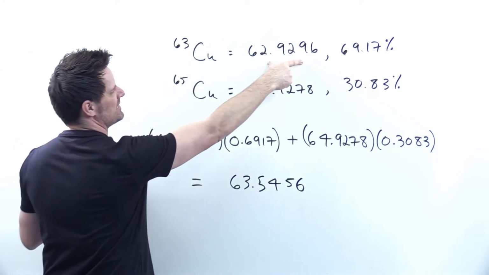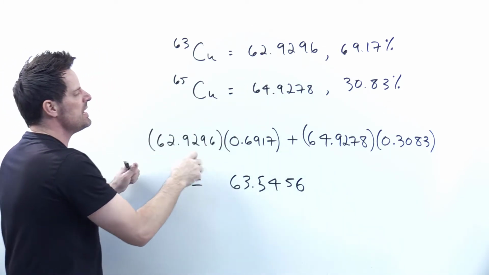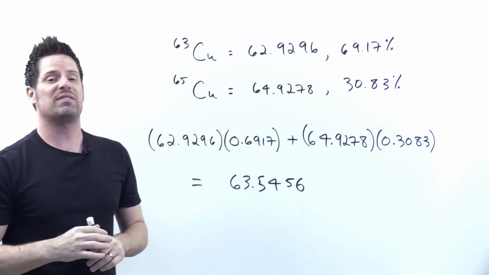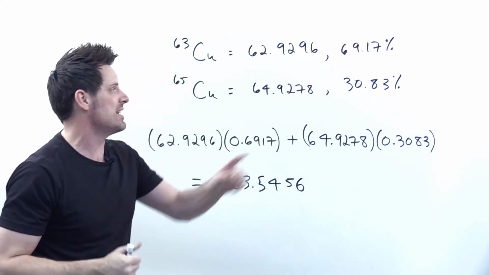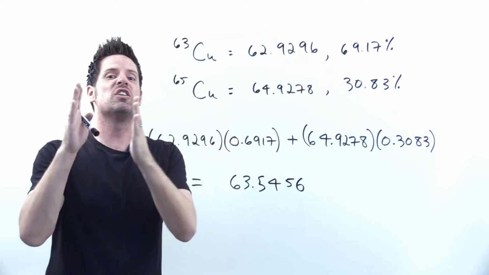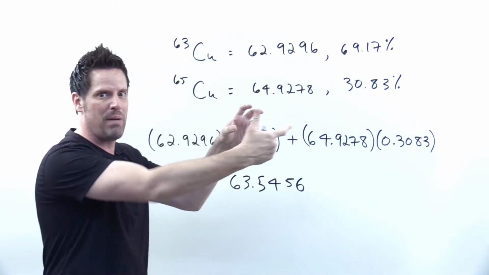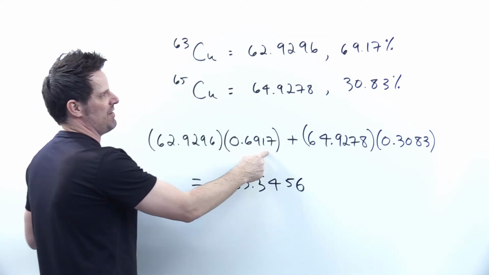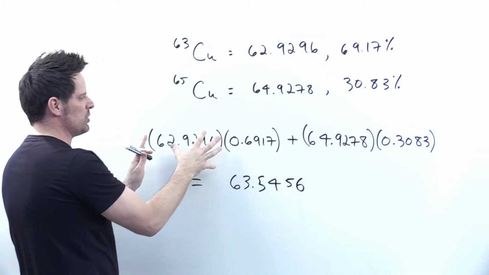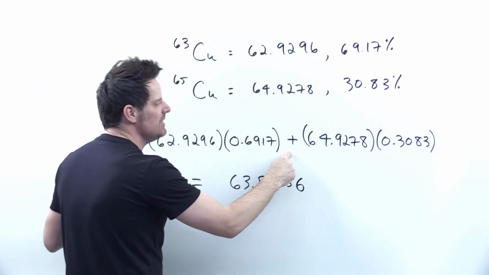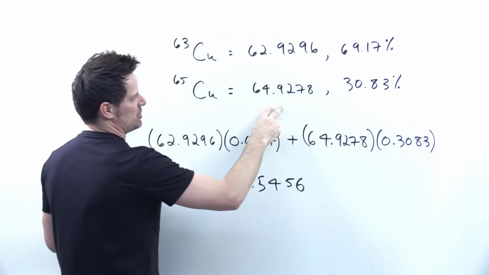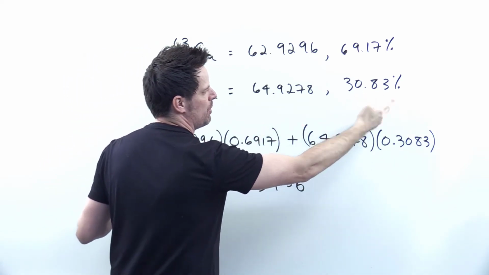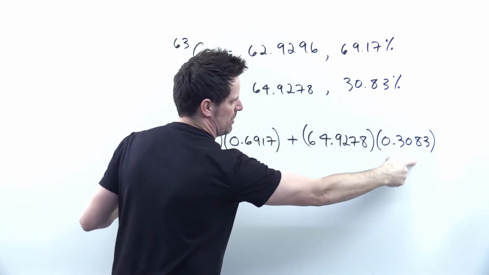So what I'm going to do is take the 62.9296 and put it here. And when I multiply it by its percentage, I don't multiply it by 69.17. I have to multiply it by its decimal percentage. That is, I take 69.17 divided by 100 to go back to what the decimal percentage is. So that's 0.6917. Does that make sense? So I've got those clustered together, and then I separately add to that these analogous terms, 64.9278 multiplied by the decimal percentage version of 30.83. That's 30.83 divided by 100, okay?